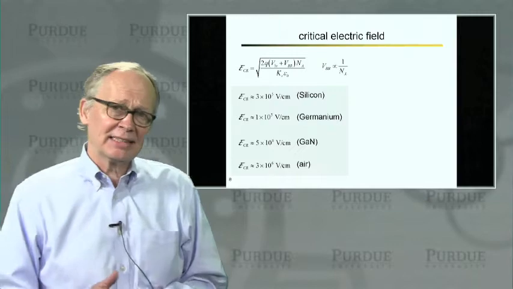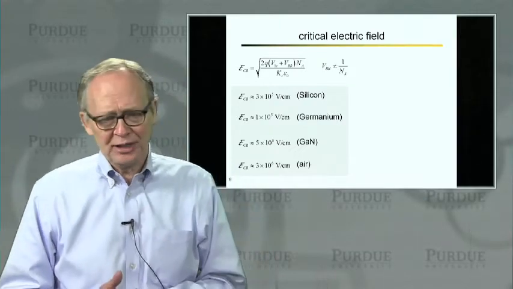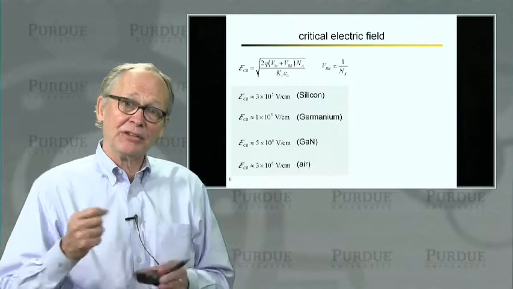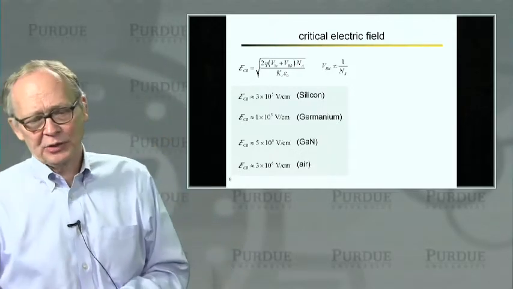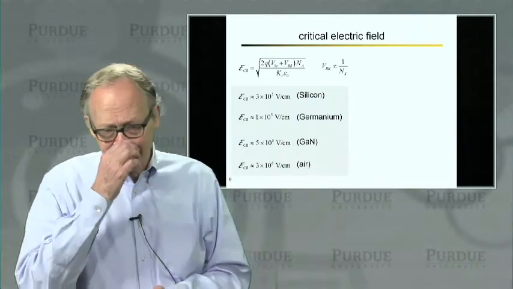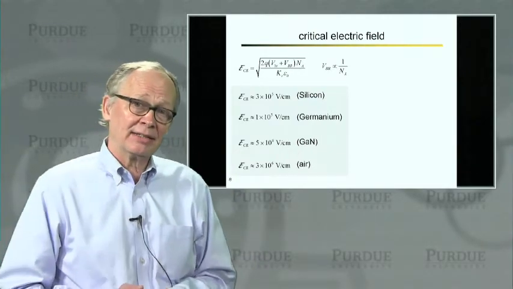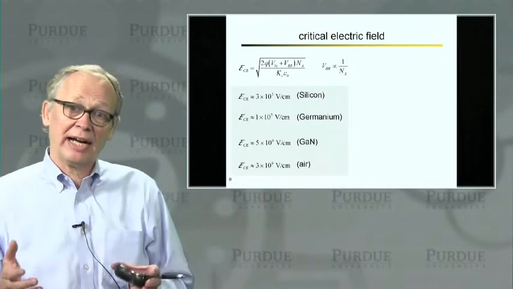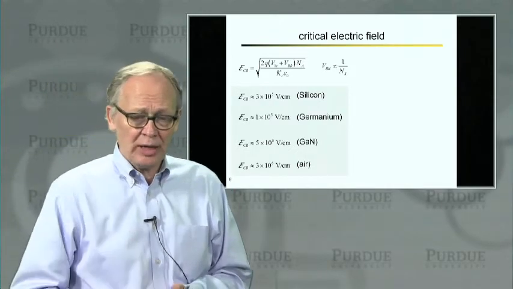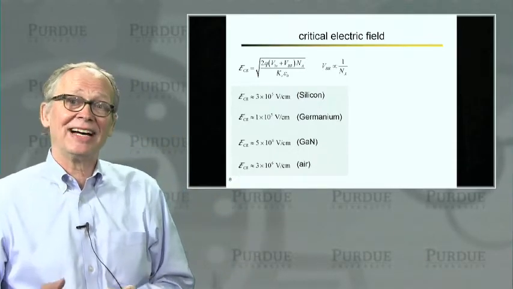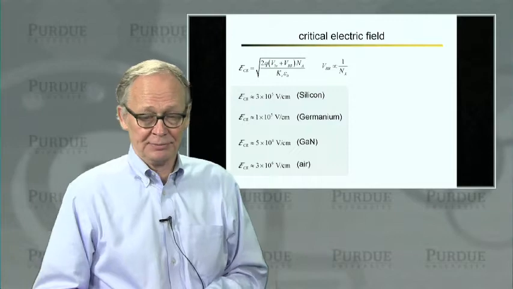Okay, so as I said, this critical field is a material parameter. In silicon, it's about 300,000 volts per centimeter. Germanium has a smaller band gap. It's easier to break those bonds. The critical field is a little lower, about 100,000 volts per centimeter. Gallium nitride is a semiconductor that people are very interested in these days for power devices, for high voltages. And you can see why. The critical field for gallium nitride is very high. It's about 5 million volts per centimeter.